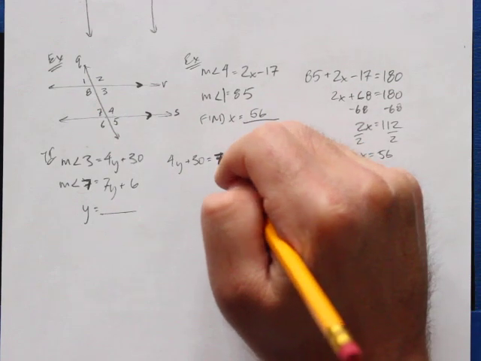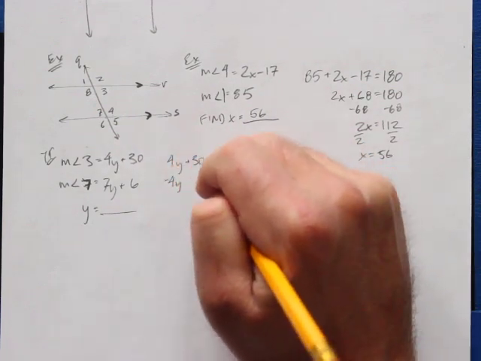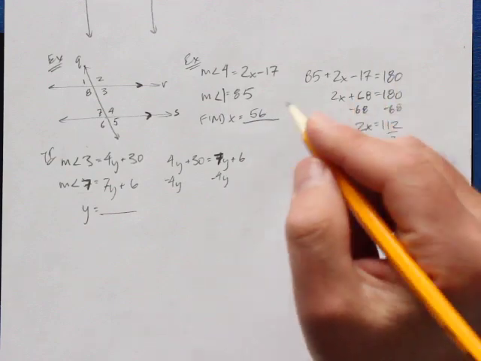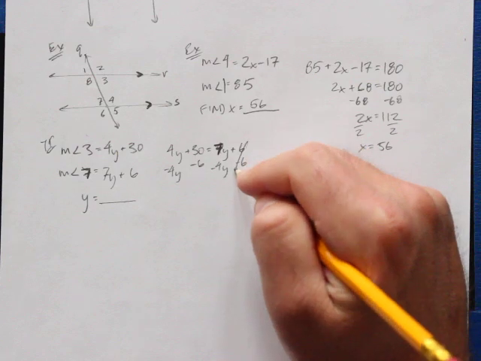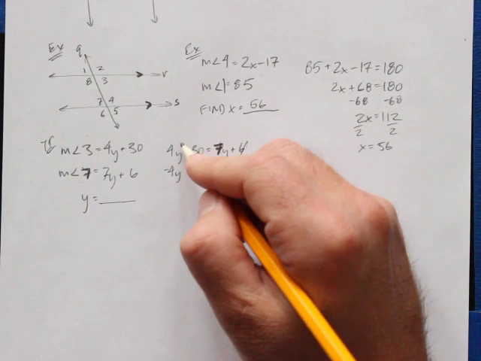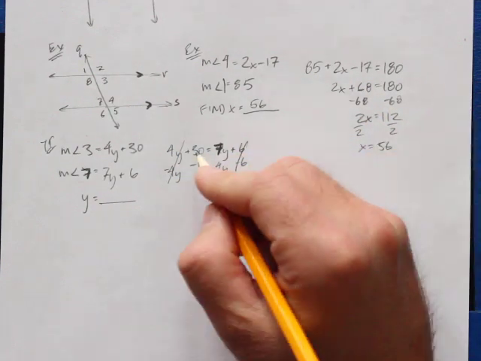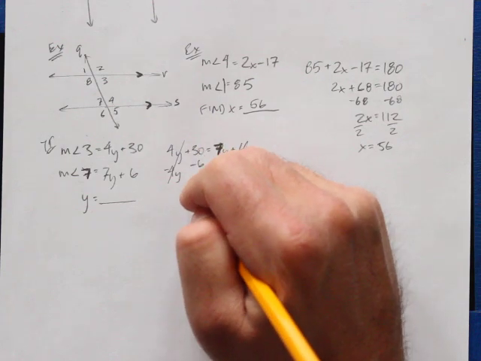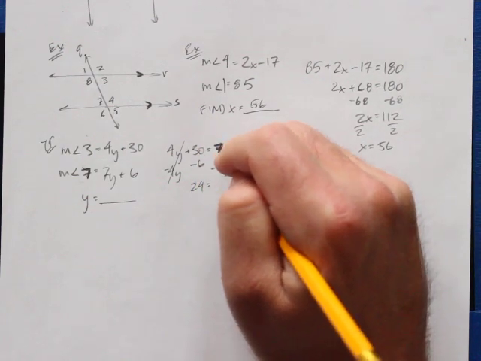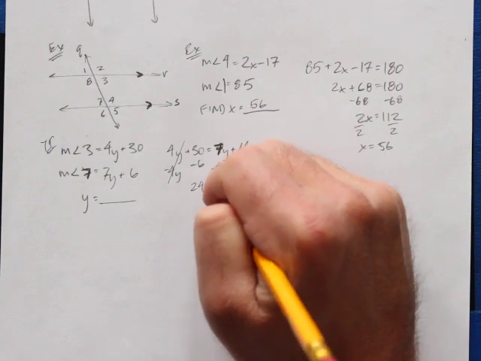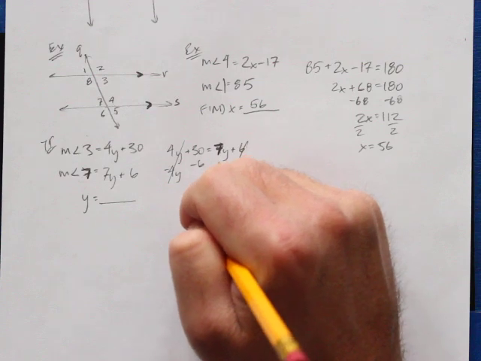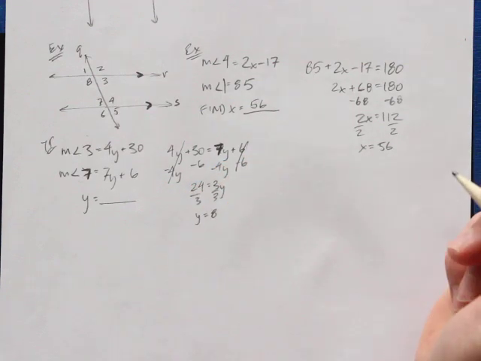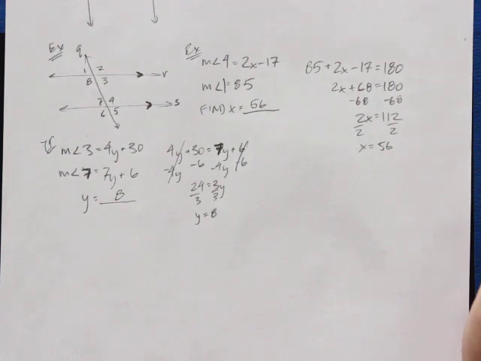So now I'm going to subtract 4y from both sides. Since we're in geometry, we can do two steps kind of at one time. 6 minus 6 is 0, 4y minus 4y is 0. So now I have 30 minus 6, which is 24, equals 7y minus 4y, which is 3y. Divide both sides by 3, and then you get y equals 8. So hopefully you guys got that one all right.